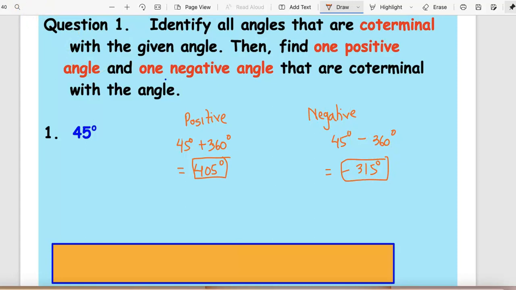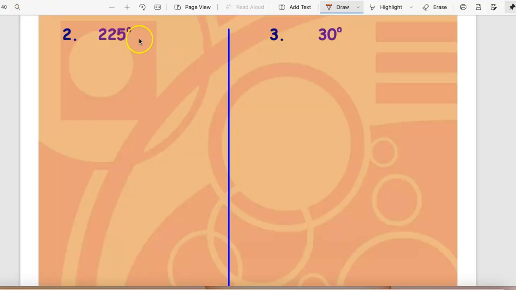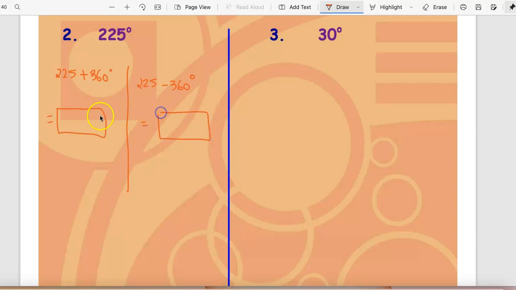Go ahead and copy the solution. Same thing with this one over here. We have to find one positive and one negative. To find my positive coterminal angle, I will add 360. To find my negative coterminal, I will subtract 360. Once you do it, you will end up with the answer. You can use your calculator. 225 plus 360 is 585 degrees. Over here you will subtract, and it should be a negative answer. So 225 minus 360, what is the answer? Negative 135 degrees.